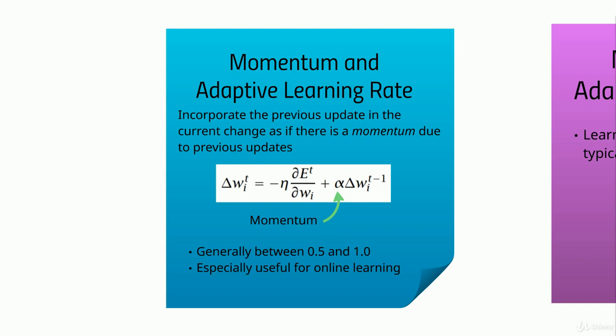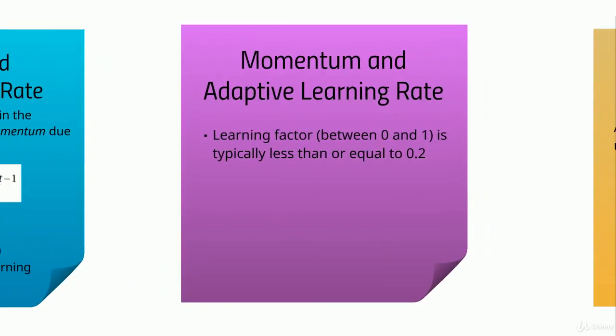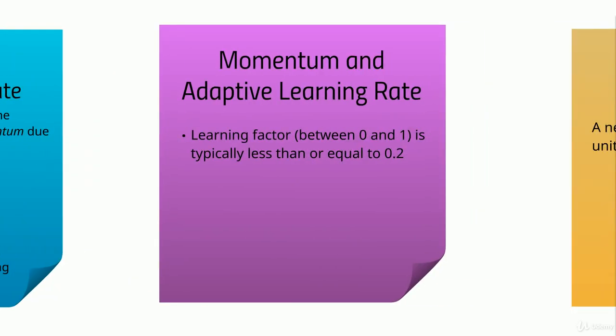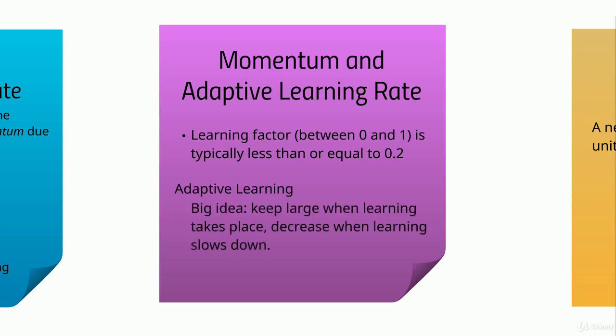The next way that we do that is the adaptive learning rate side of this. In gradient descent, the learning factor determines the magnitude of change to be made in the parameter. It is generally taken to be between 0 and 1, mostly less than or equal to 0.2. It can be made adaptive for faster convergence, where it is kept large when learning takes place and is decreased when learning slows down. Thus, we increase the learning rate by a constant amount if the error on the training set decreases and decrease it geometrically if it increases.